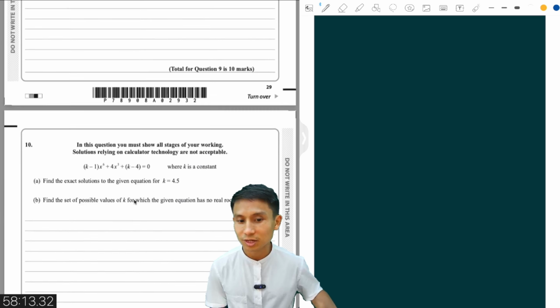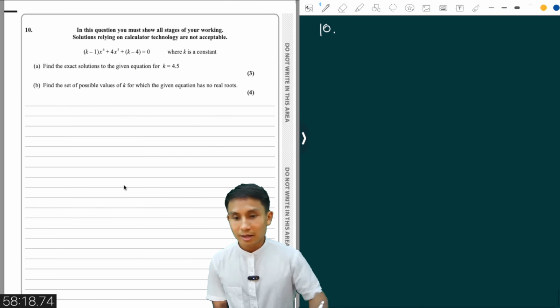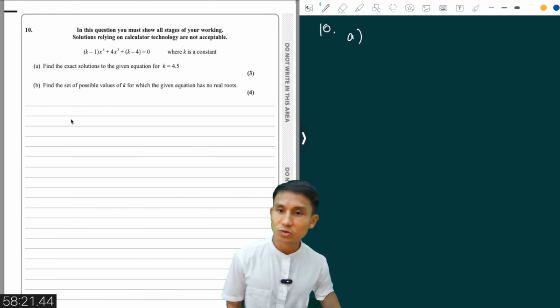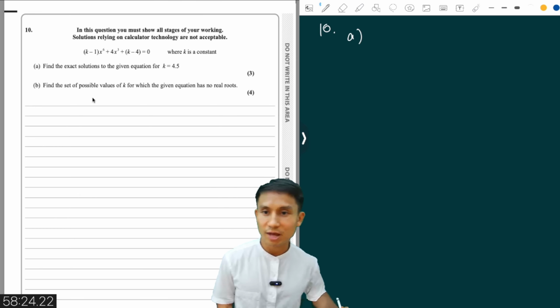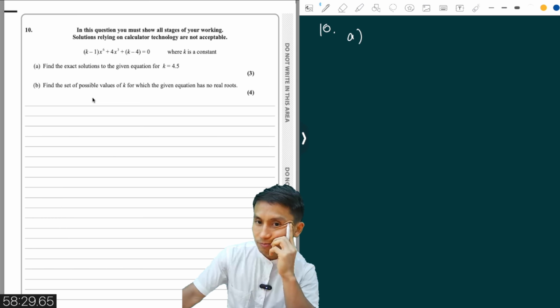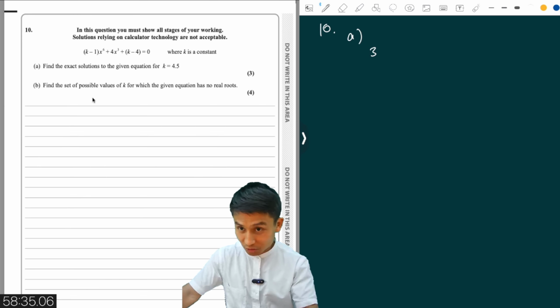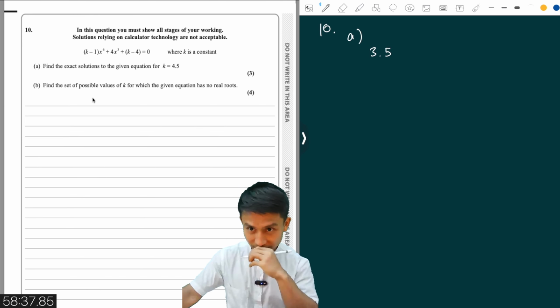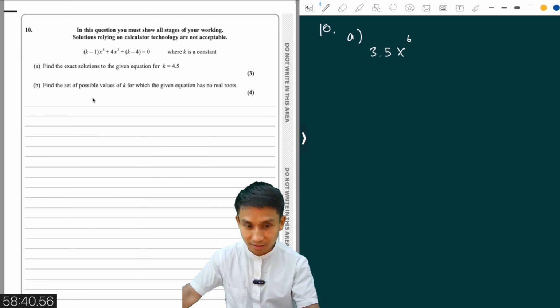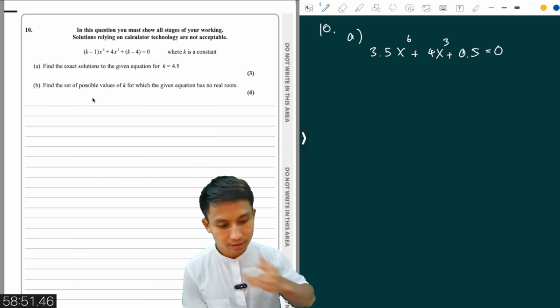Okay, so let's go on to the next one, which is the last one, I think. Number 10. A, find the exact solutions to the given equation for k equals 4.5. Okay, let's have a look. We just plug 4.5 in, right? So 4.5 subtract 1, we get 3.5 x to the 6 plus 4x cubed plus 0.5 equals 0, right? So how do we do this?